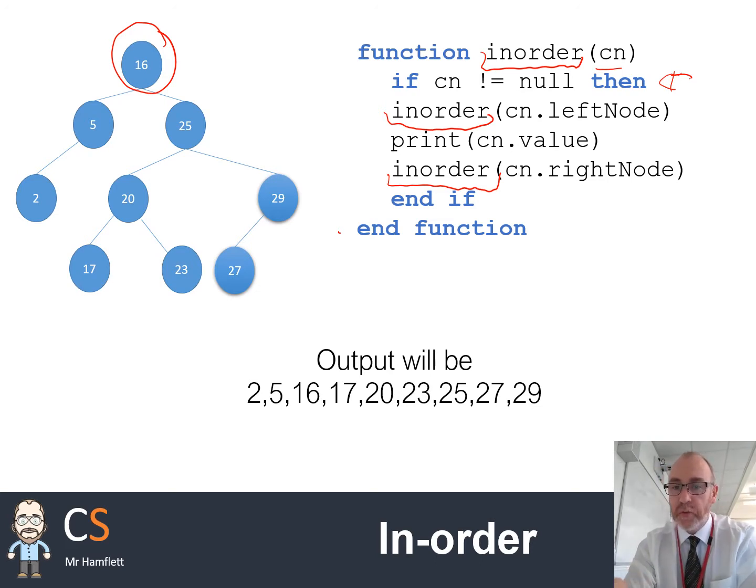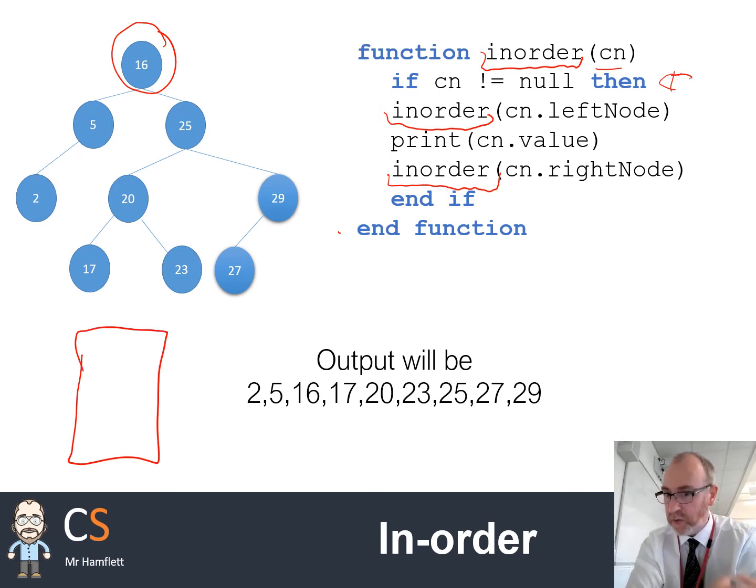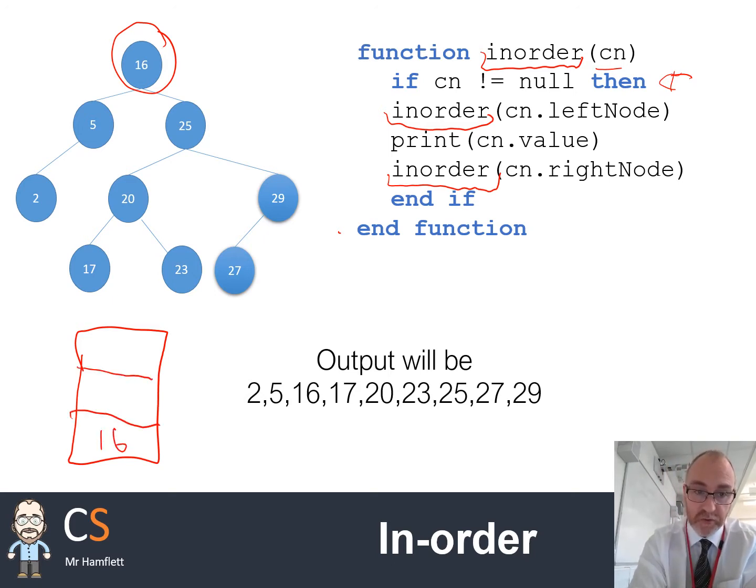So we then call in order on the left node. So we end up with a stack being produced, the function stack. Okay, all recursion uses the function stack to actually manage what's going on. So we've already called it with 16. We then call in order again with 5. Now, when we call the function, we always start at the start again. So I'm going back to here. I check if it's null. It's not. Well, then I am going to call in order again on the left node.